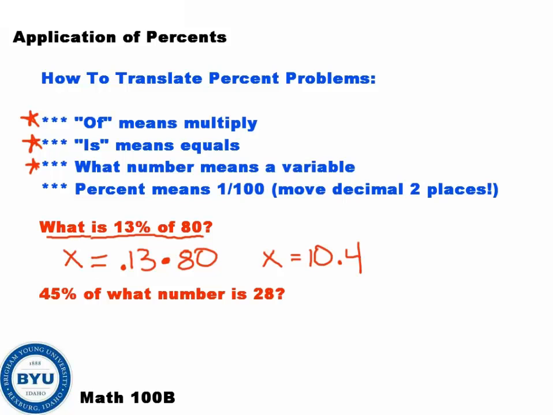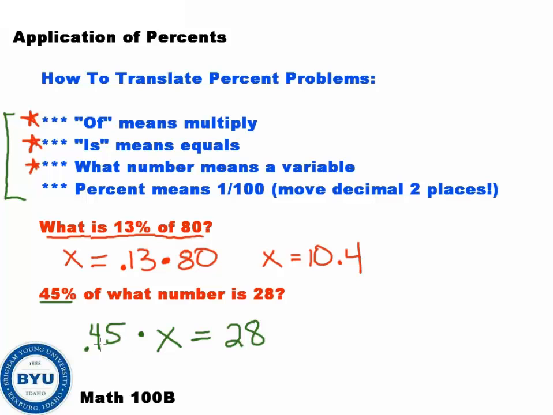Let's try to translate this next one here. Here we have 45% of what number is 28. So 45%, that's going to translate into 45, but we have to move the decimal place over 2. "Of," remember that means multiplication. "What number," I'm going to put an x. "Is," that's equals 28. Again, if you know these translation words, then setting up a percentage problem is pretty simple. We're left with 0.45 times x equals 28.